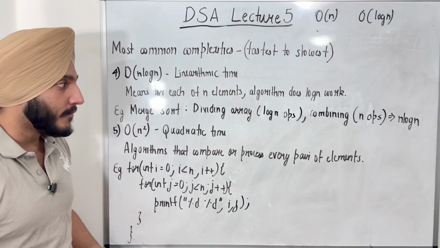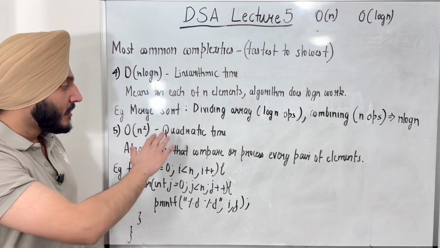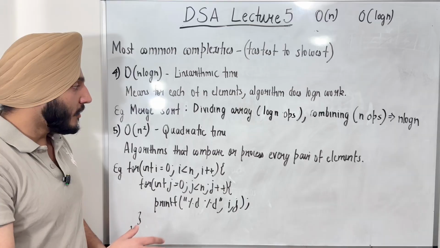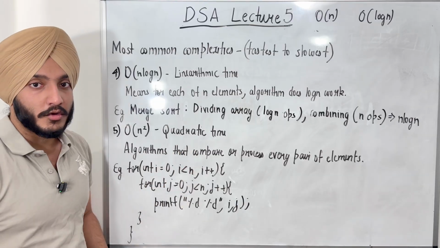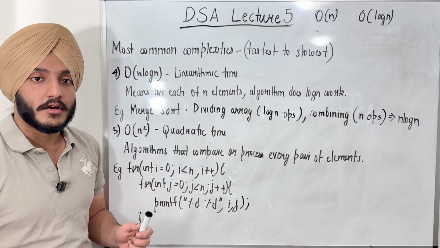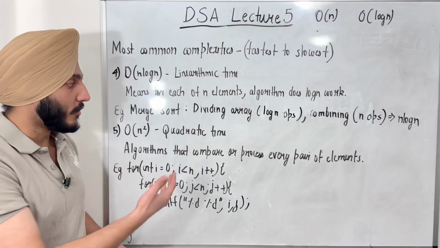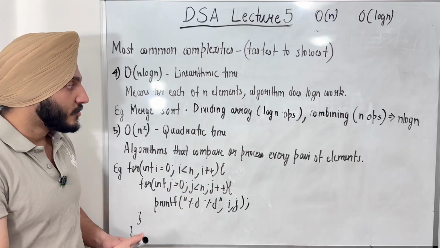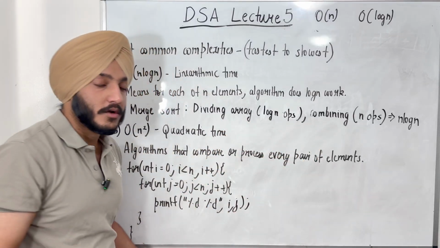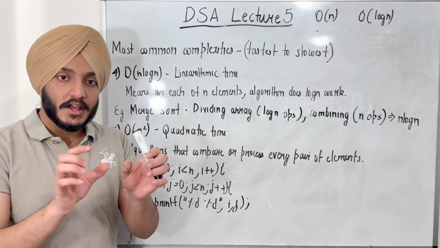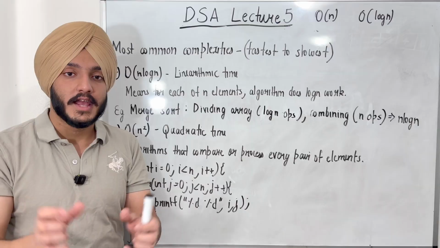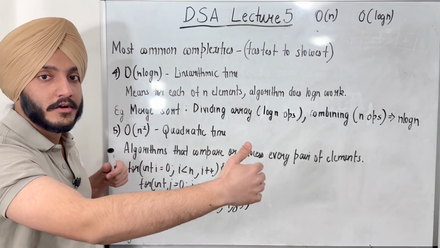One of the examples is merge sort. Don't worry, we will cover this in detail in the series, but for now, I'll just give you a quick overview. Merge sort is a sorting algorithm, sorting in ascending or descending order. It divides the array, and then it combines it again. It splits the array into multiple parts and then combines those parts again and again until we have the entire sorted array.